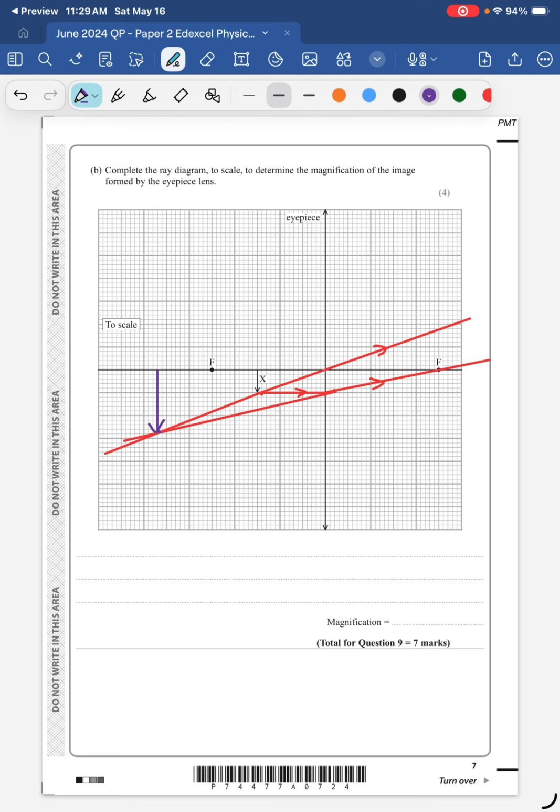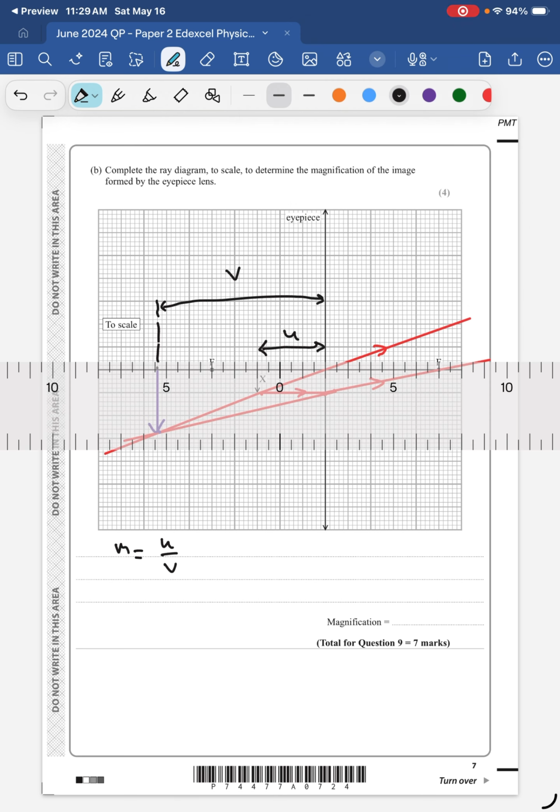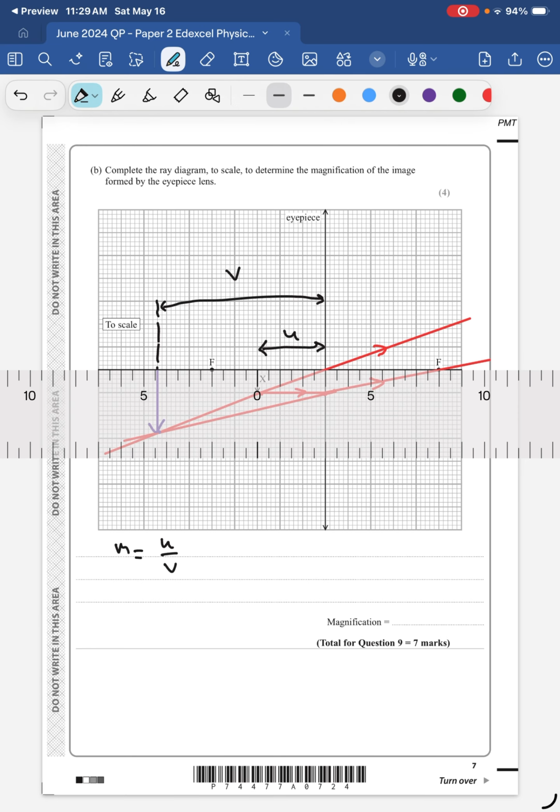Okay. So, what's the question? Determine the magnification. Okay, so the magnification is U over V. So this will be V, and this will be U. Okay, let's bring up the ruler. I really hated using this instrument, but anyway. So that's 1, 2, 3 centimeters, right? Is it 3? Yeah, it's 3. So U is 3 centimeters.